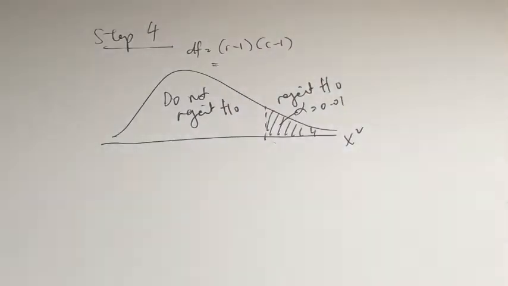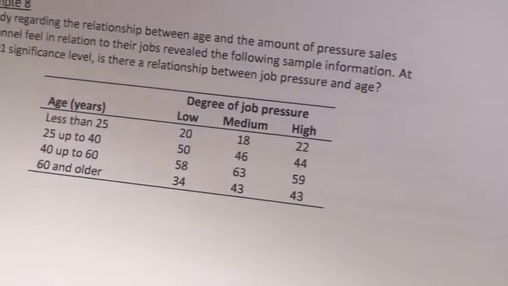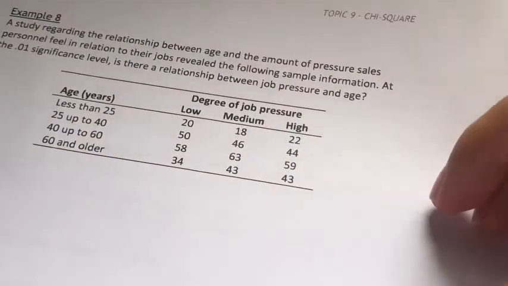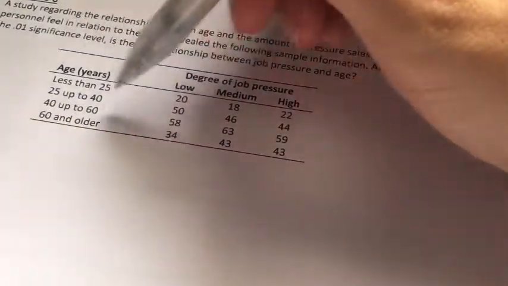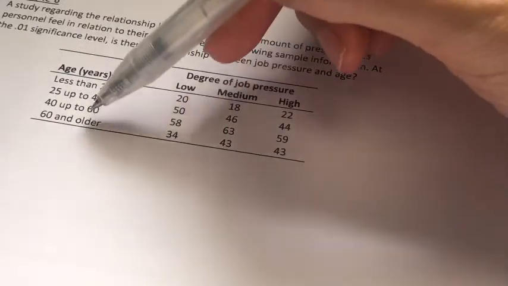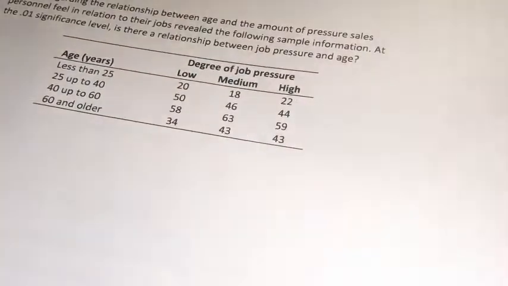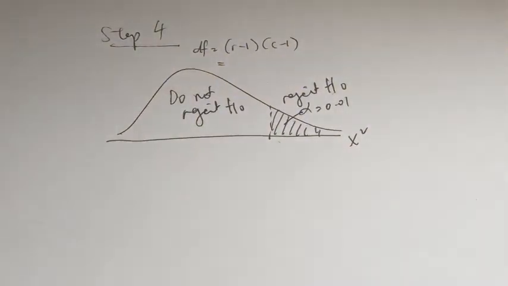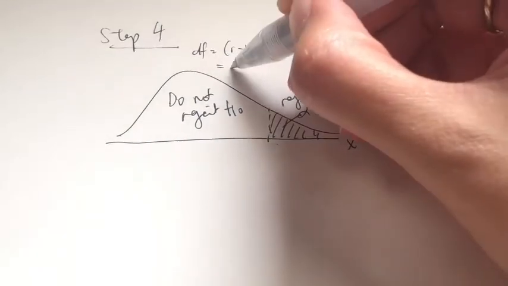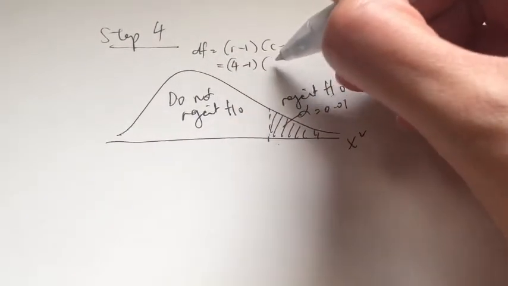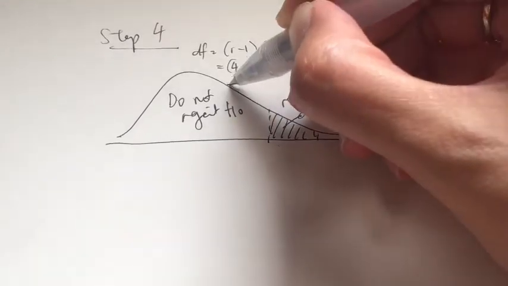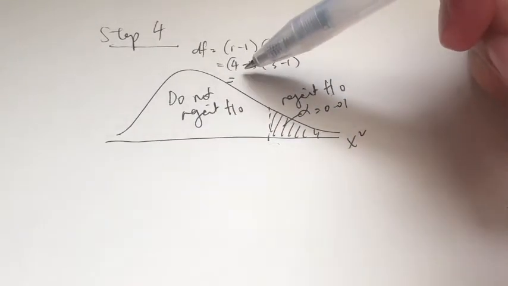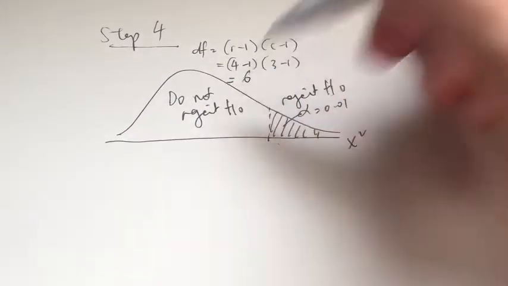So in our question just now, how many rows do we have? This is row, this is column. So we have 1, 2, 3, 4 rows and 3 columns. So 4 minus 1 times 3 minus 1, which is 3 times 2, which is 6.